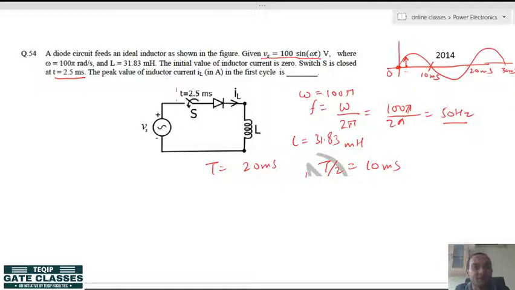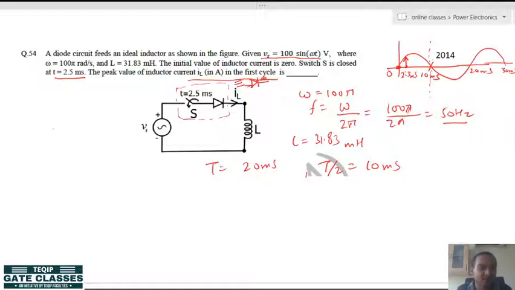If you consider this switch and diode, you can consider this switch as equivalent to a thyristor, just for analysis purposes. It is not a thyristor, but for analysis purposes, like this. So, this 2.5 millisecond will give you the firing angle. Now he is asking what will be the peak value of inductor current in the first cycle, when the first cycle ends at 10 millisecond.